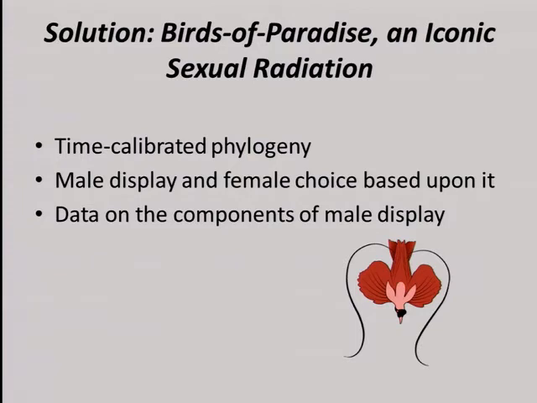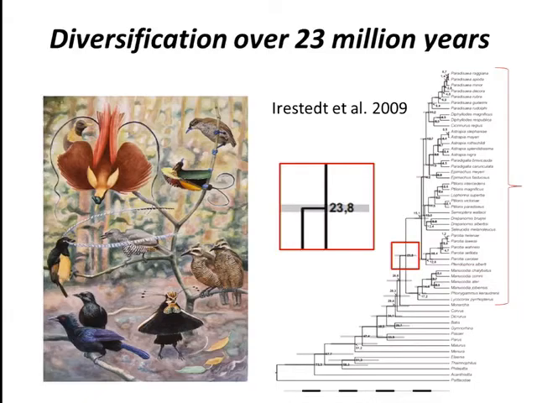And then most importantly, we need data on the components of the display, and I'm going to show you data on length of wings and length of tail, and I'll show you why we want to use those characteristics. Let me show you these ingredients in more detail.